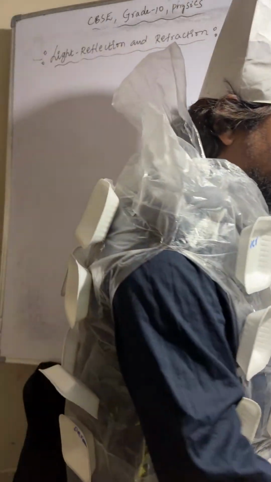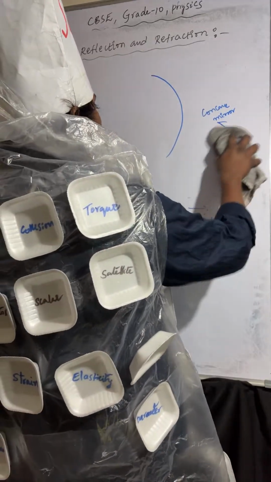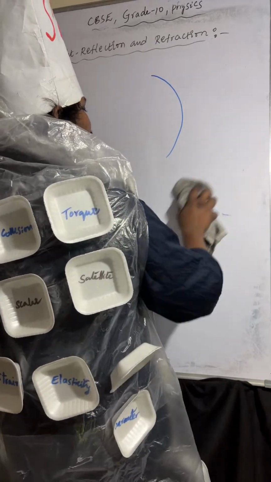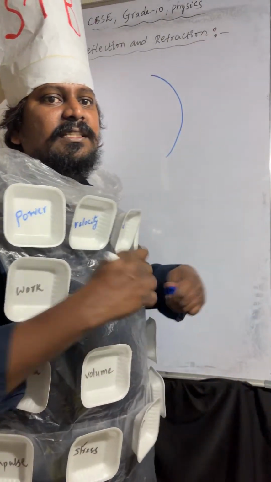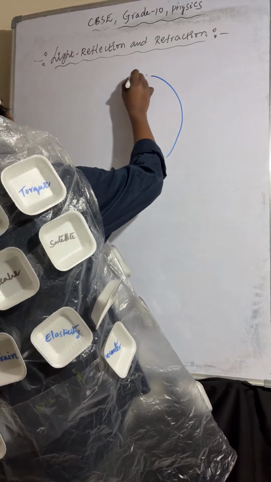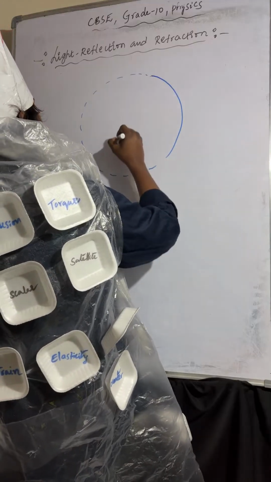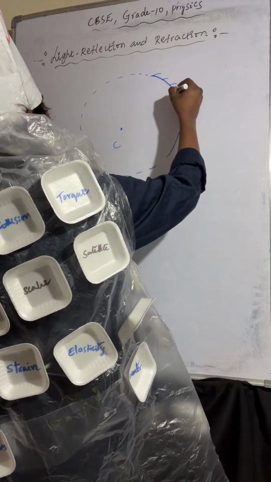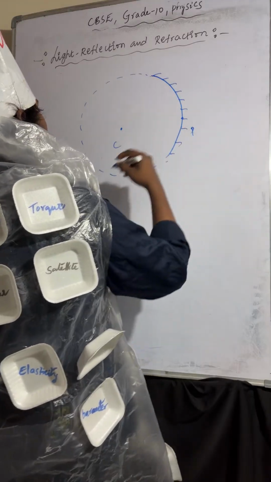Now coming to the terms related to spherical mirror. So this is a spherical mirror. If you take the center of the imaginary sphere of which the mirror is a part, this is the center of the imaginary sphere. The midpoint of the mirror is called the pole.